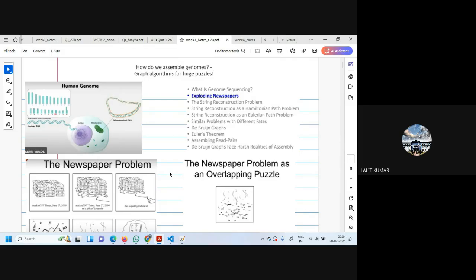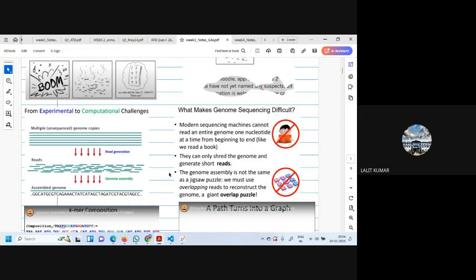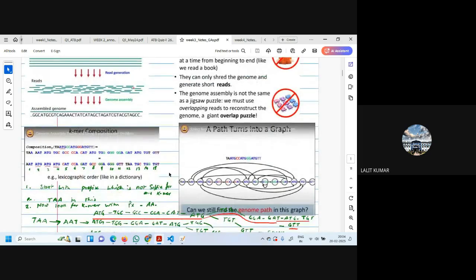In a similar fashion, we have a genome, and we have multiple genome copies. From those, we can generate the reads. Reads are the small pieces. Now, from these small pieces, we build the genome. That is the main part. So this is genome sequencing.